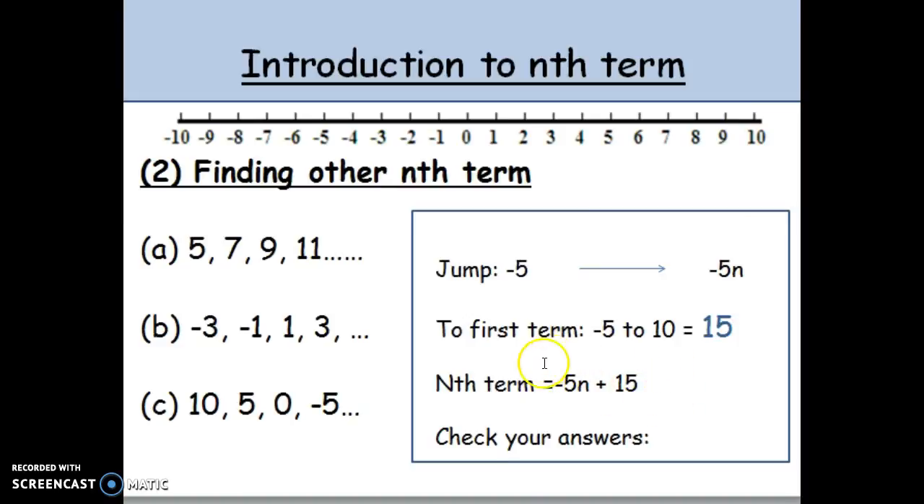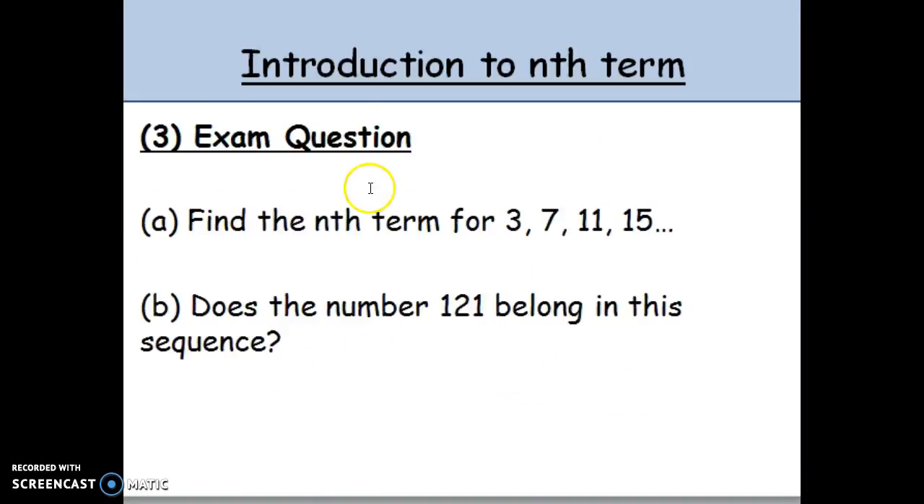The way to check your answers is to try the very first one. n equals 1, so negative 5 times 1 is negative 5. We add 15, we get the answer 10. If you try it for the fourth term, negative 5 times 4 is negative 20. If we add 15 to it, it will still be a negative answer, which is negative 5. Our next one is our final exam question. Pause it if you want to have a go.